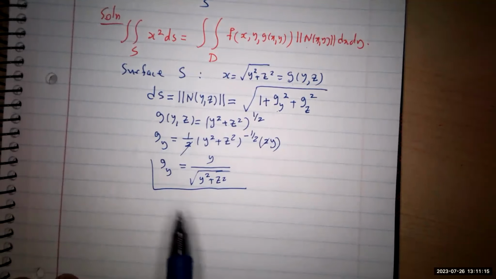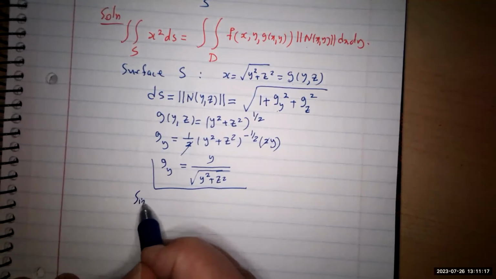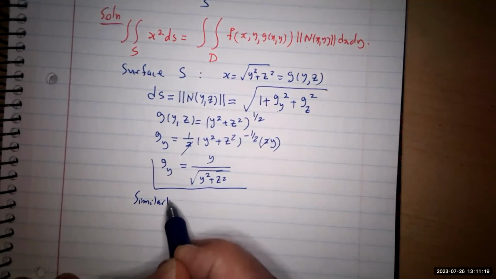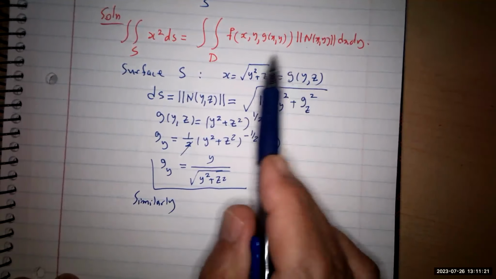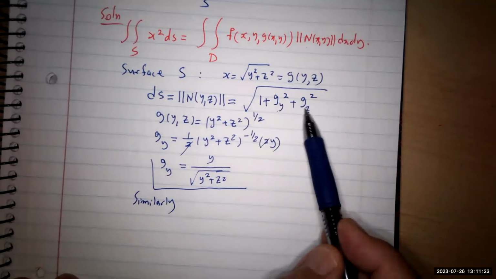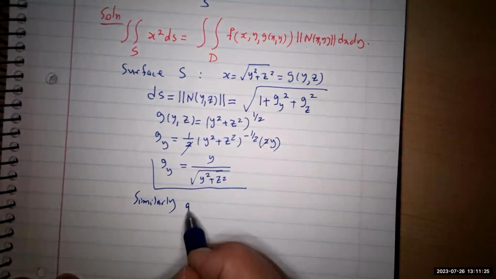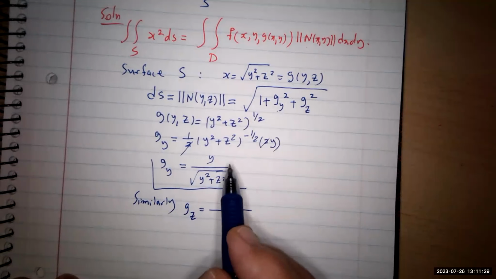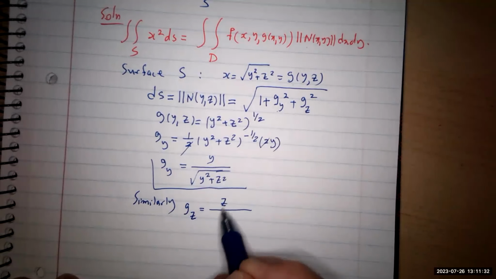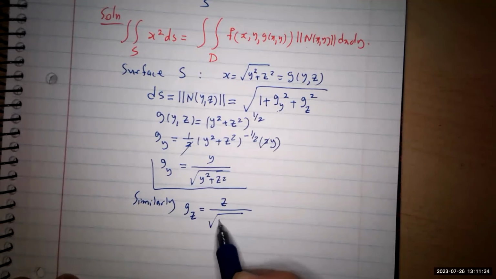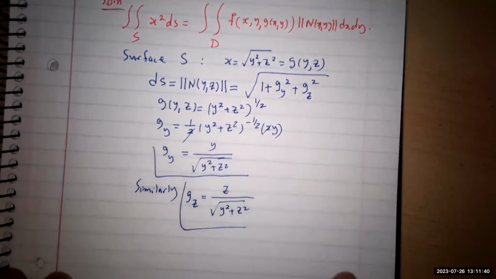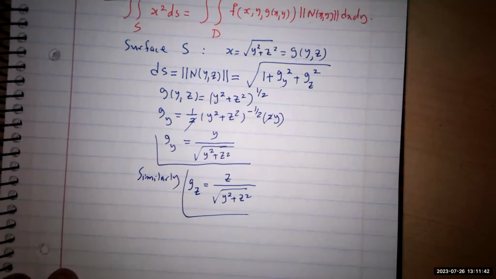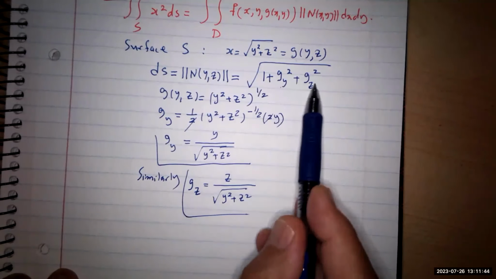Then similarly, we find the z. You see they change the function. It's a function of x, y and z. So similarly, g_z is going to be the same thing. The top is going to be z over radical y squared plus z squared. So that's your g_z and g_y. Go ahead, simplify it. You get this quantity here.